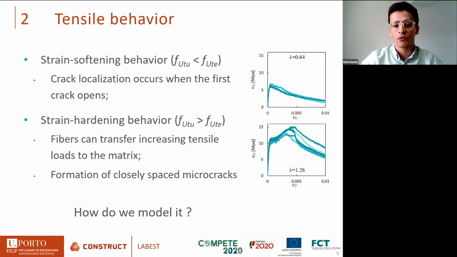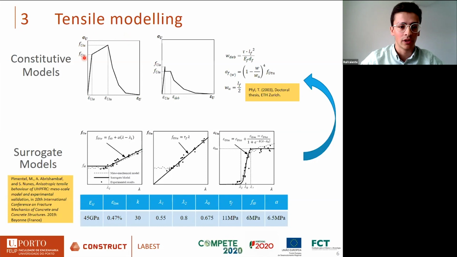The tensile behavior of UHPFRC can be divided into two major types. Strain softening, when the post-cracking strength is lower than the limit of elasticity. And strain hardening, when the post-cracking strength is higher than the limit of elasticity. How do I model these different behaviors? I propose these simplified multilinear functions for strain hardening and for strain softening.